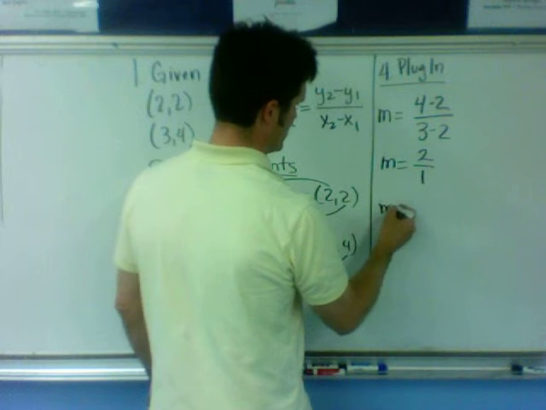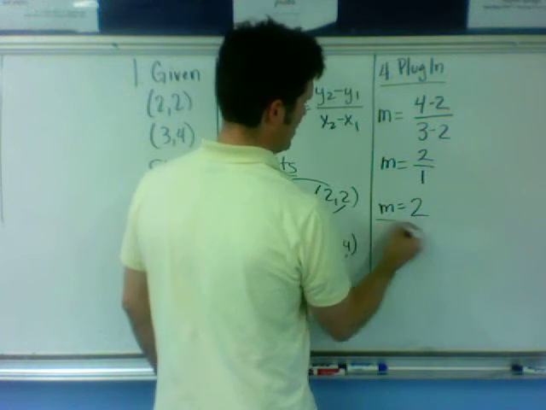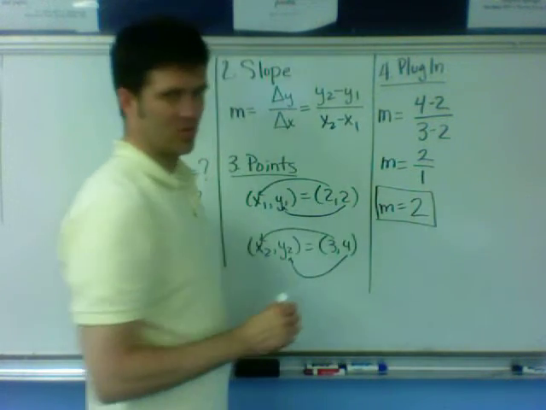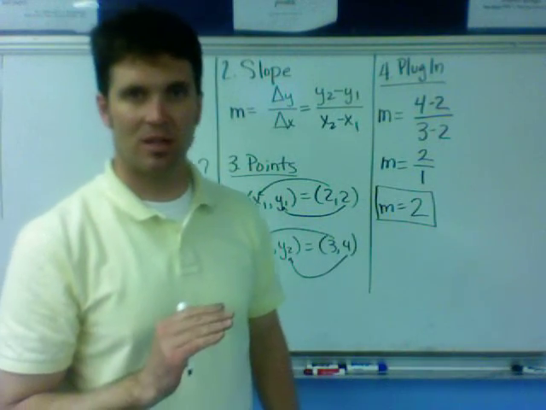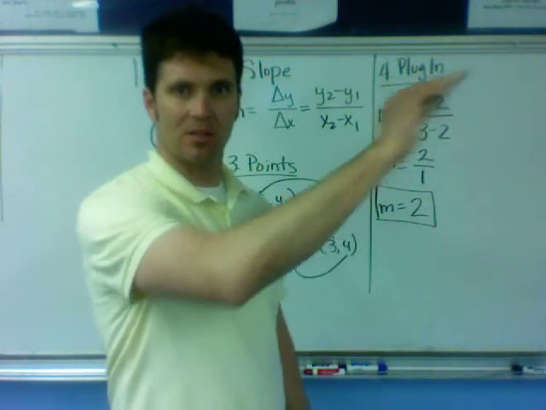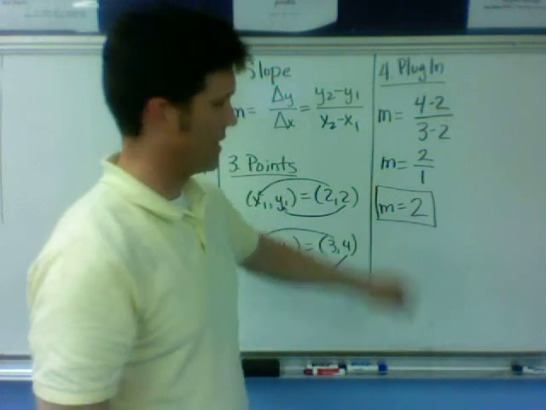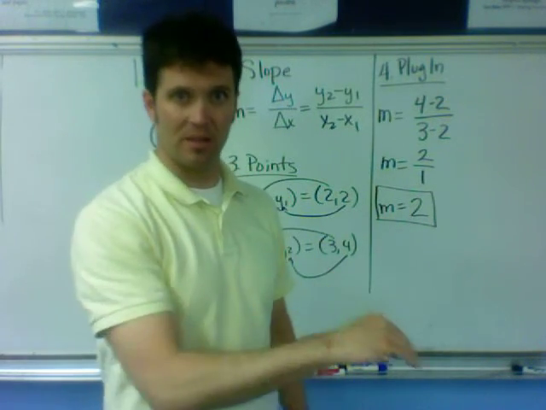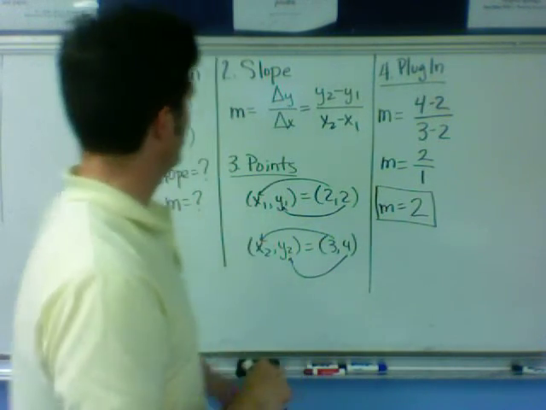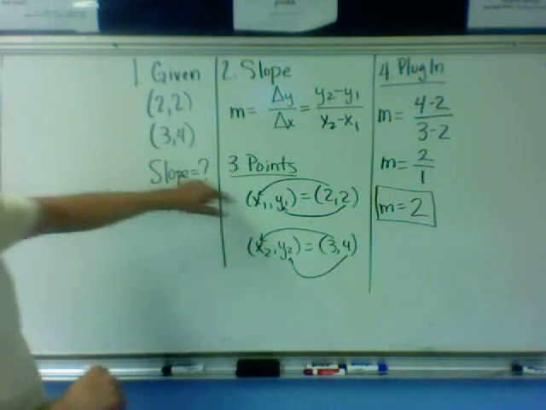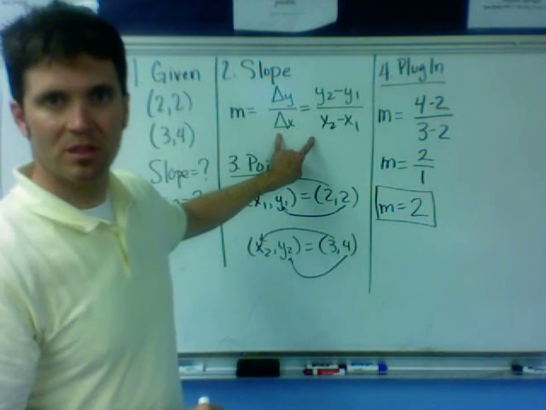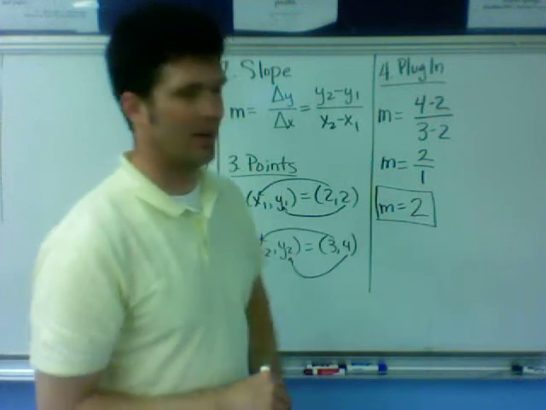Anything divided by 1 is just itself. So the slope is 2. This is a positive 2. And positive means it actually has an increasing angle as it goes through the coordinate plane. If this was negative, it would actually be a decreasing line as it went through the coordinate plane. So we used our points that we were given, put them into the slope equation, and we got an answer of 2.